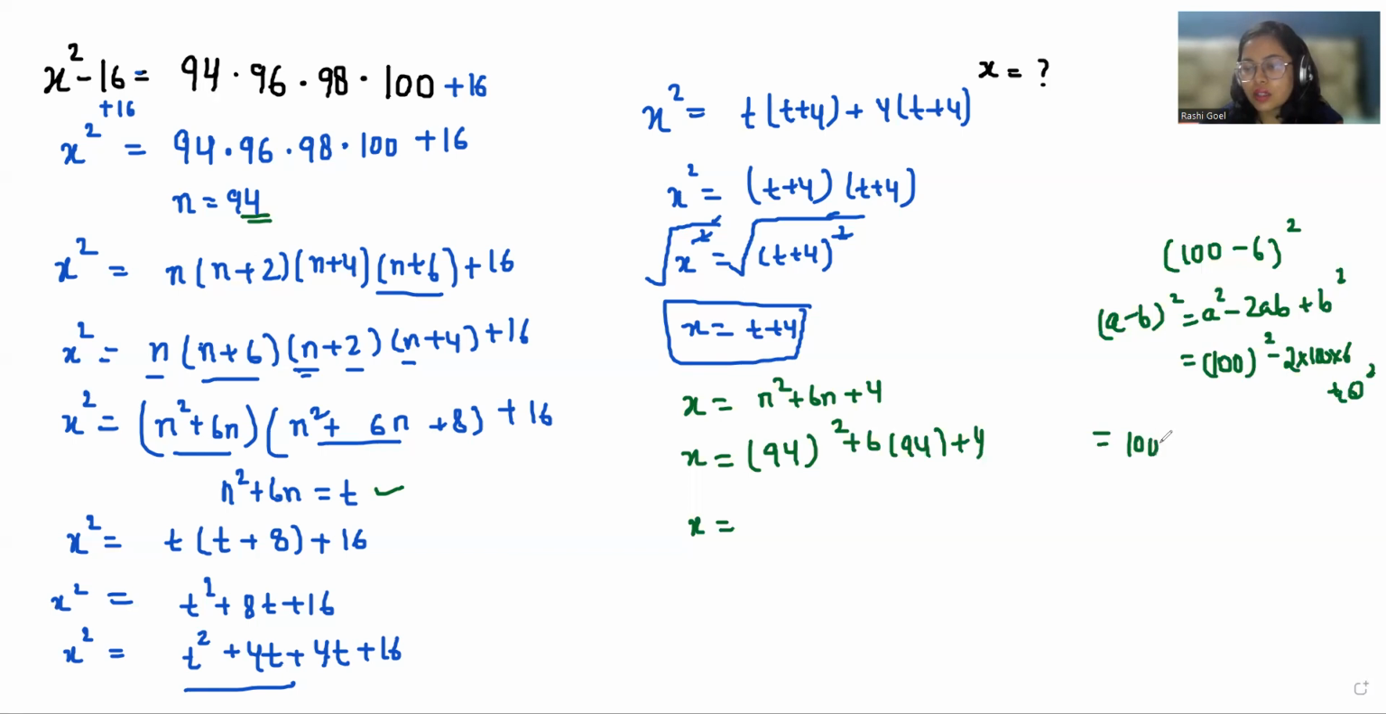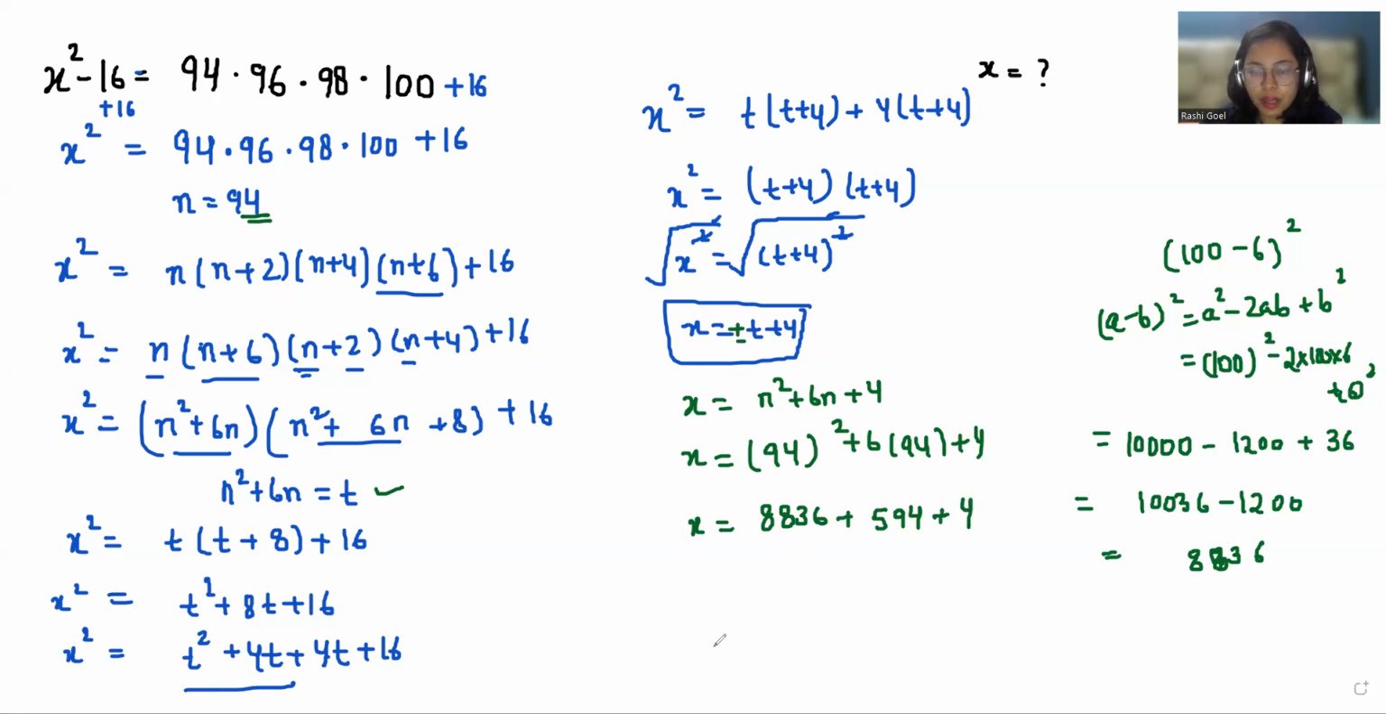So 100 square is 4 zeros, minus 2 times 6 is 12, 100, plus 36. 10036 minus 1200, that is 8836. So 8836 plus 6 times 94 is 564, plus 4.